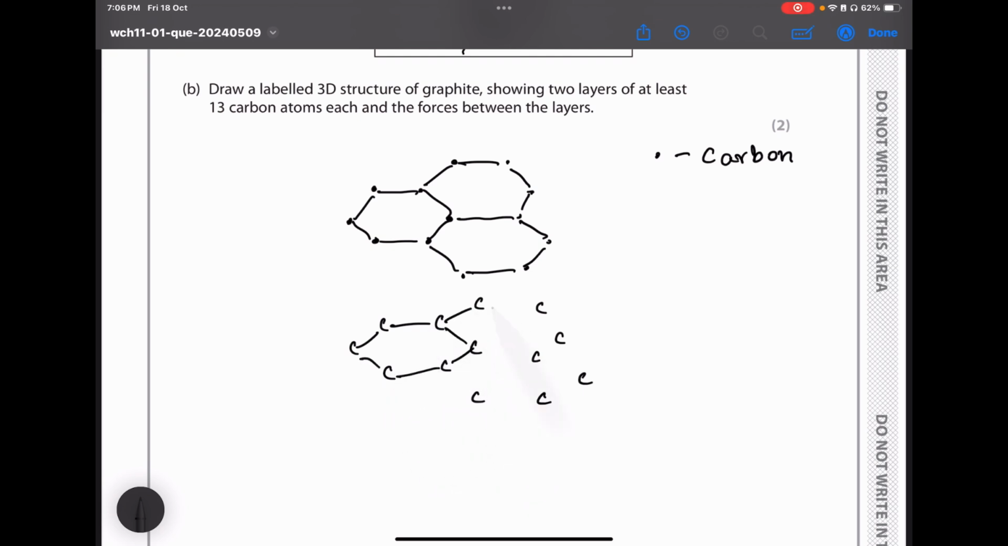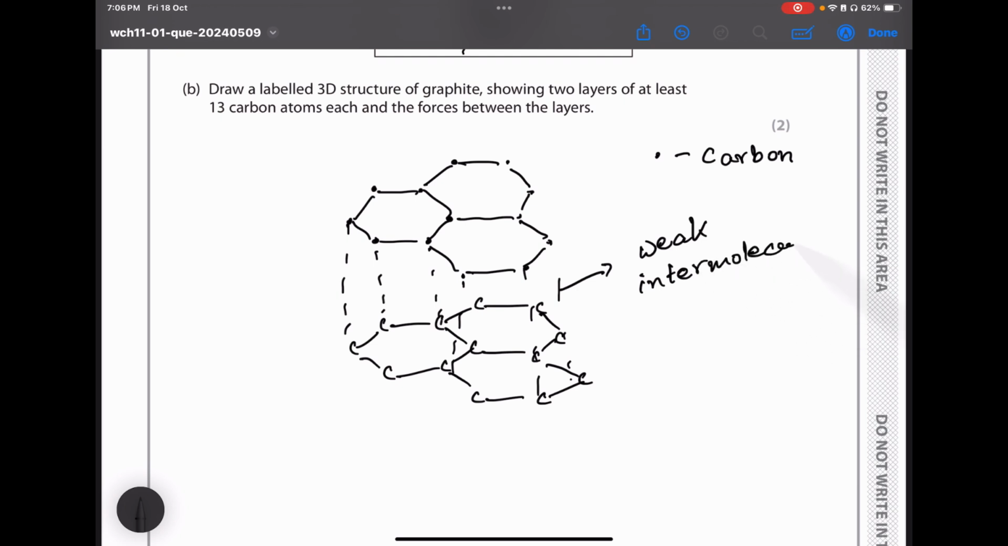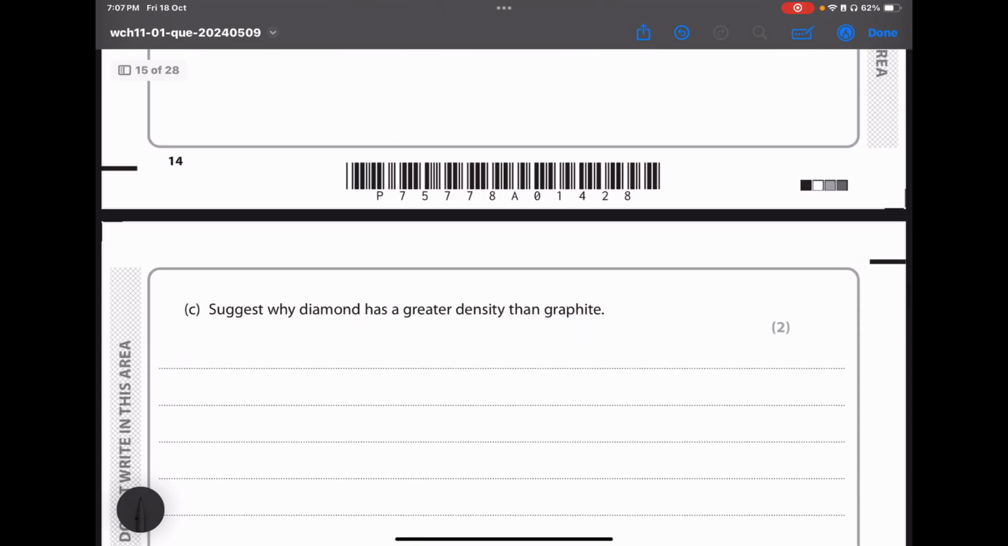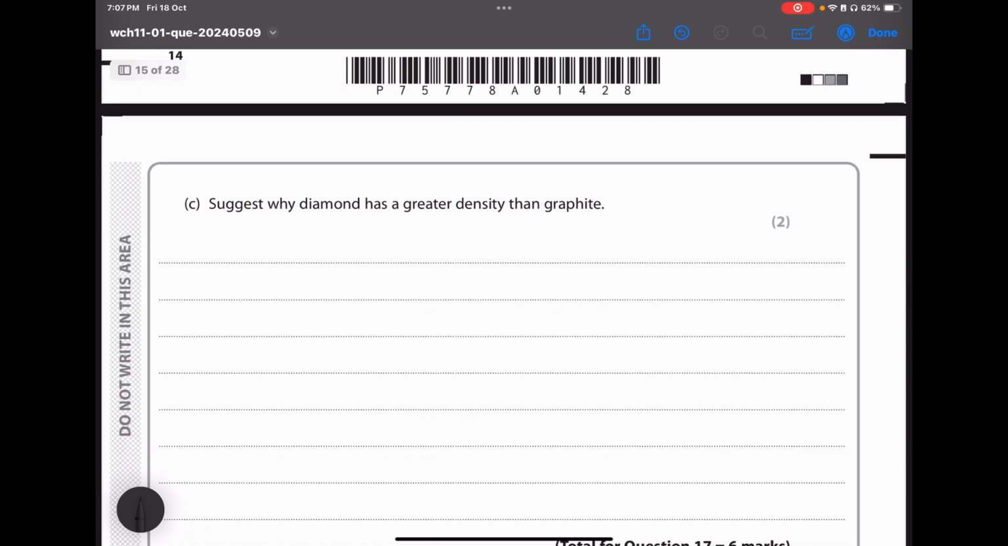And then the bond, one carbon bonding with three other carbon atoms in each layer. And this is the weak intermolecular force, you can say. Now we need to label this, right? So this is my weak intermolecular force of attraction. Okay, so that's why diamond has a greater density than graphite.